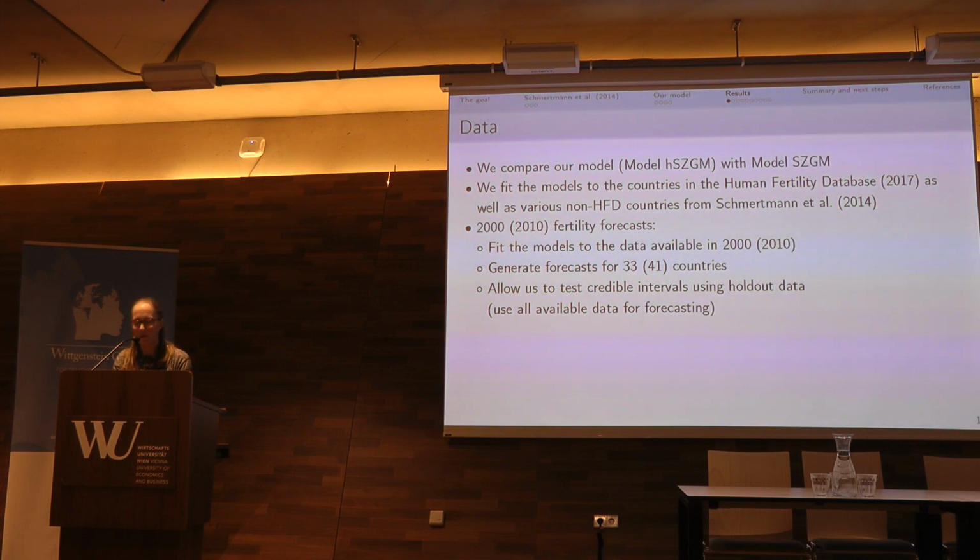So now I'll talk about our results. We compare our model with model SZGM by fitting both of them to the countries in the HFD 2017 dataset and the non-HFD countries that are used in Schmertmann et al. And we generate 2 sets of forecasts, one for 2000 and one for 2010, and this is for 33 and 41 countries respectively. So the 2000 forecasts give us extra data which we call holdout data, which we can use to test and compare the success of the credible intervals. And then the 2010 forecasts just use all the available data that we have for forecasting.